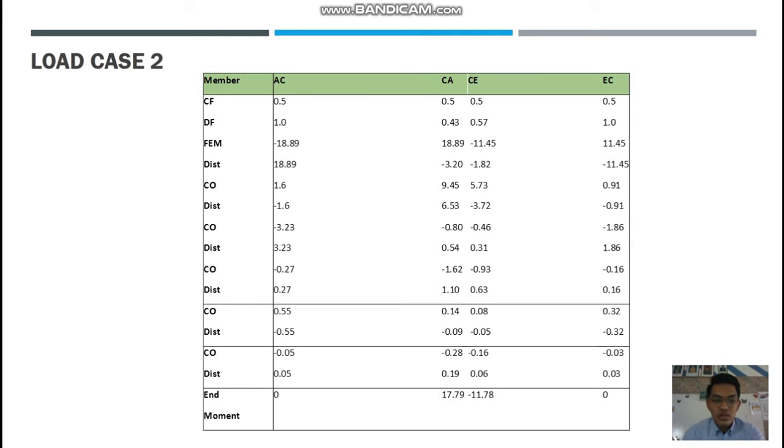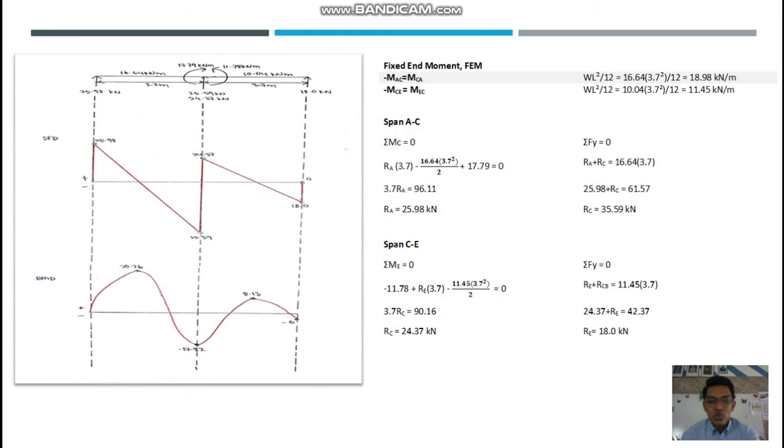Okay, this is a table for moment distribution for load case 2. As you can see, the end moment for member CA is 17.79, and the value for member CE is minus 11.78. And also the diagram for load case 2, as you can see here.